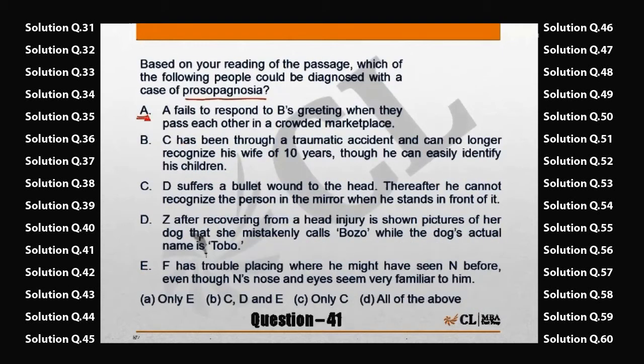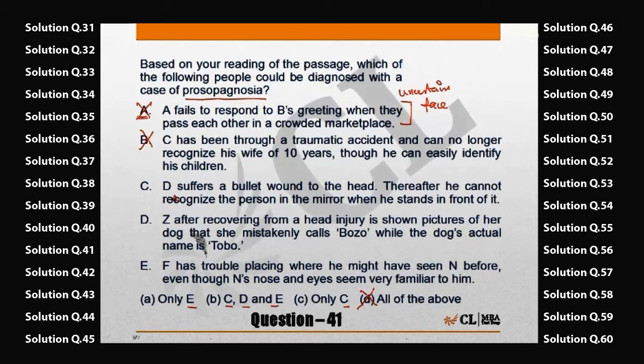Let's start with A. A fails to respond to B's greeting when they pass each other in a crowded marketplace. It is not clear whether it is due to recognizing faces or not. It may be that it was too crowded. So this is uncertain. So A can be eliminated. The moment A gets eliminated, all of the above gets eliminated. So we are looking at C, D, E and only C. Therefore B also gets eliminated.